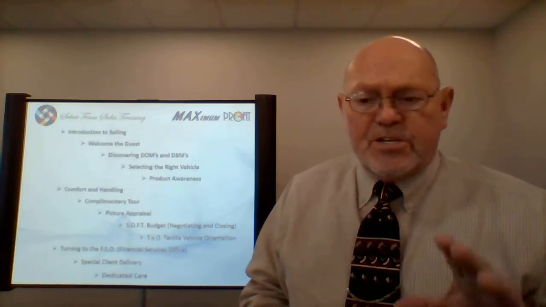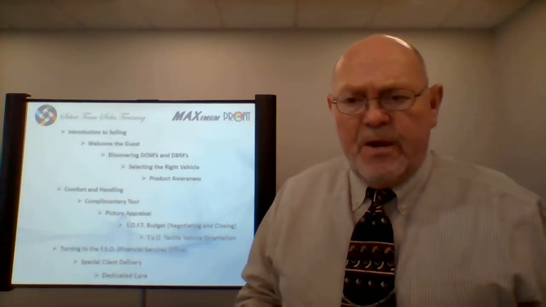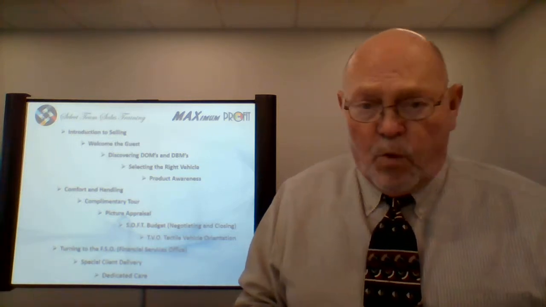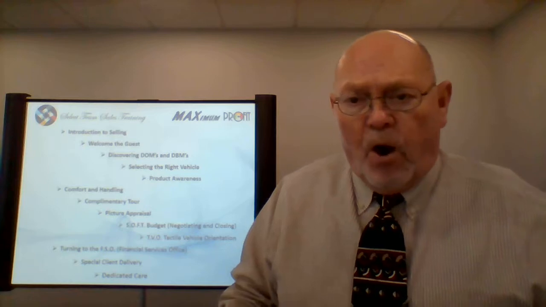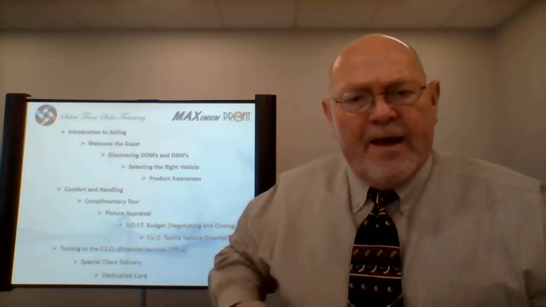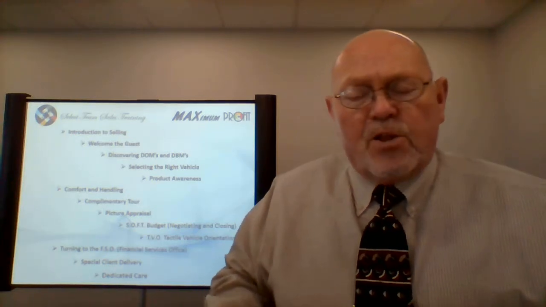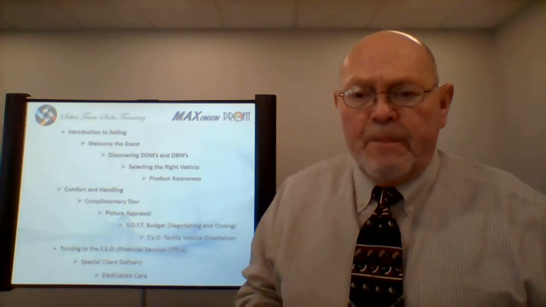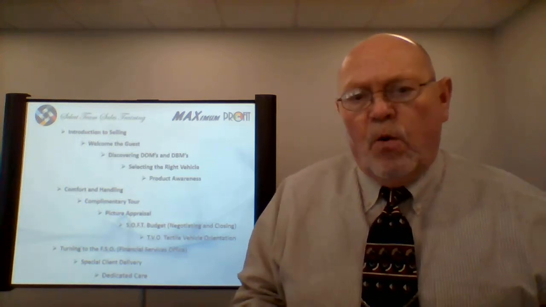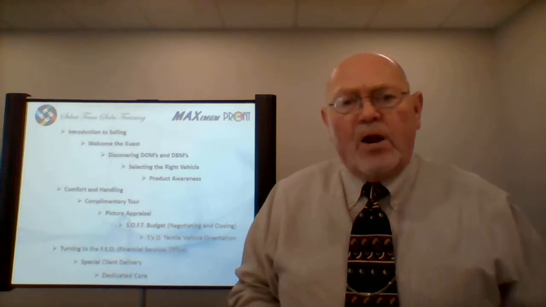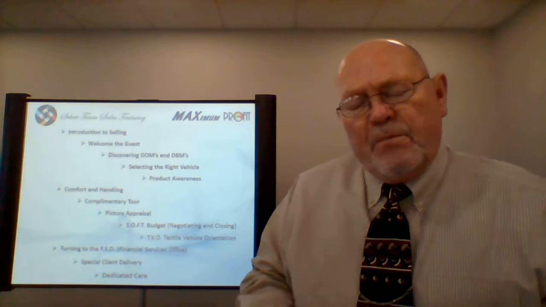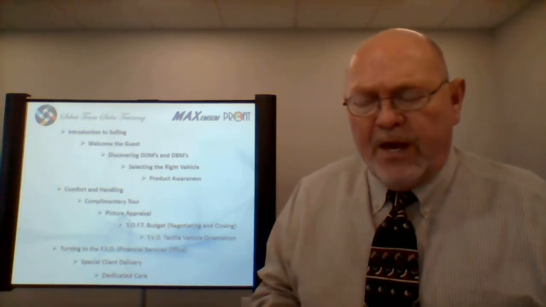Now, the series itself, like I said, is 16 parts. It starts off with an introduction to selling, which of course is part 1 and part 2. From there, we actually want to talk about welcoming the guest. We start getting into the processes itself. From there, we want to talk about discovering the customer's DOMs and DBMs. These are their dominant owner motives and dominant buying motives. We'll talk a lot more about that. Then we want to be able to select the proper vehicle.